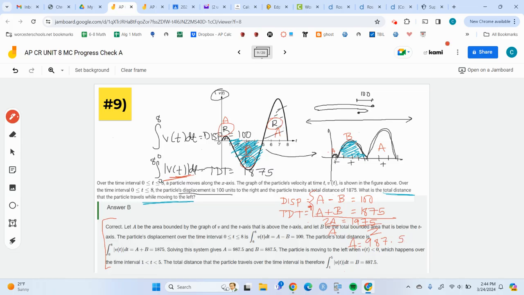987.5. All right, but that tells me how far I moved to the right. So the combination of these two together is 987.5 units to the right. I want to know how far I moved left, so I really want to know what B is. So I know that A plus B was 1875. So that means 987.5 plus B is 1875.